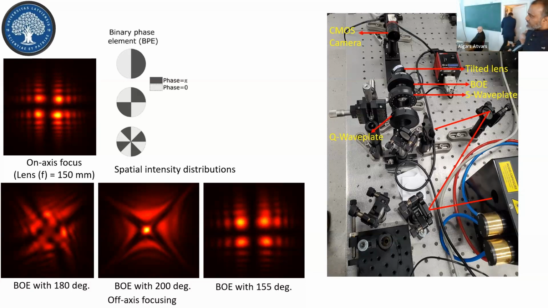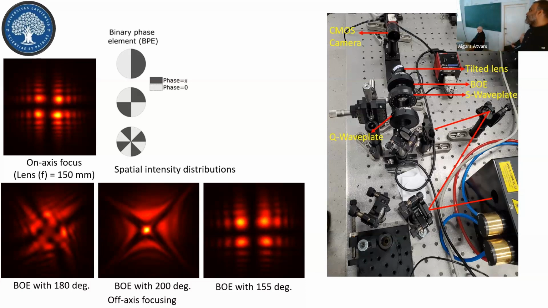Again, if I rotate the same element by 155 degrees, I reproduce the same kind of structure. This is the structure I obtain with on-axis focusing, and this is the structure I obtain with off-axis focusing. The only difference is that here the BOE is rotated by an angle of 155 degrees. So that is the significance of the binary phase element.